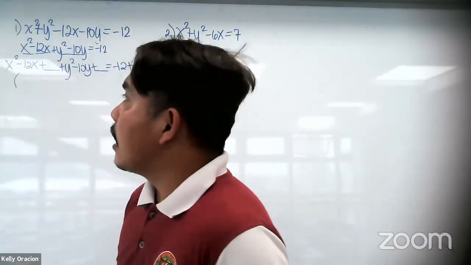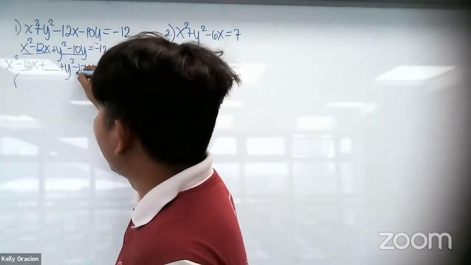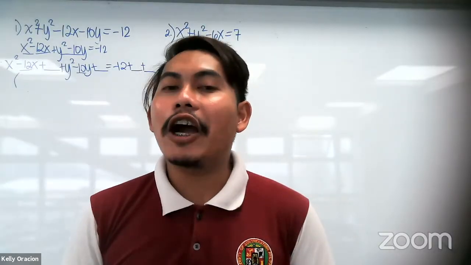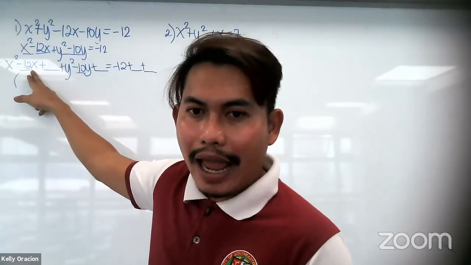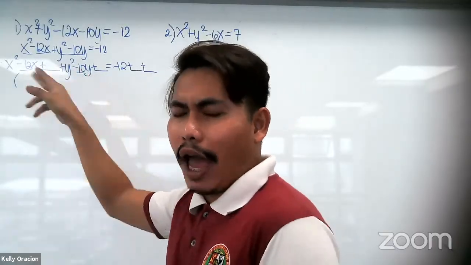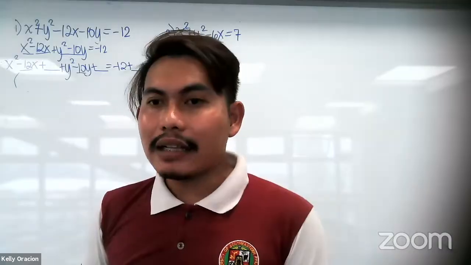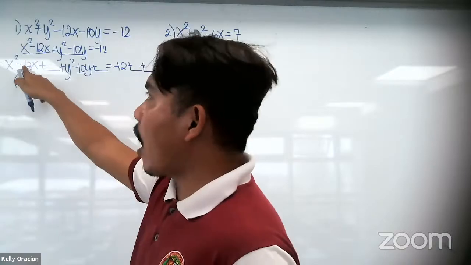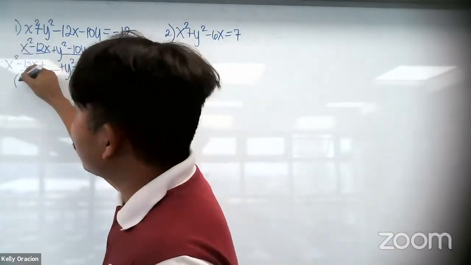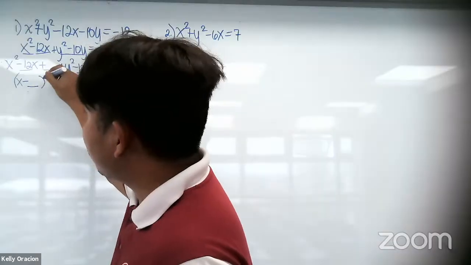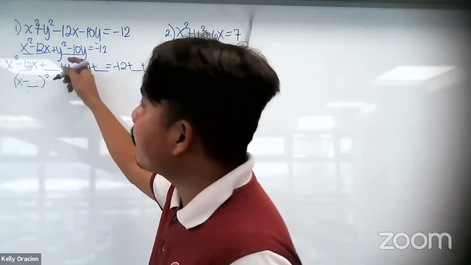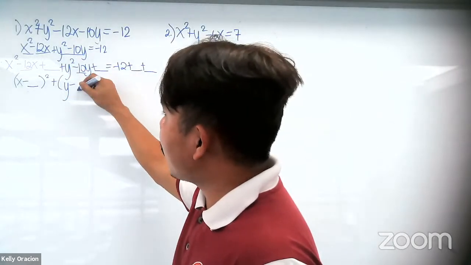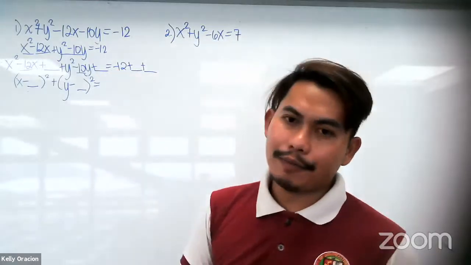Then, itong negative 12x at saka negative 10y, that is the linear term. This is the linear term for x, and this is the linear term for y. When we say linear term, that's the exponent of your variable is 1. Now, the sign of our linear term is minus. So, dapat x minus, then blank, then squared, plus y minus, and blank squared is equal to yan.